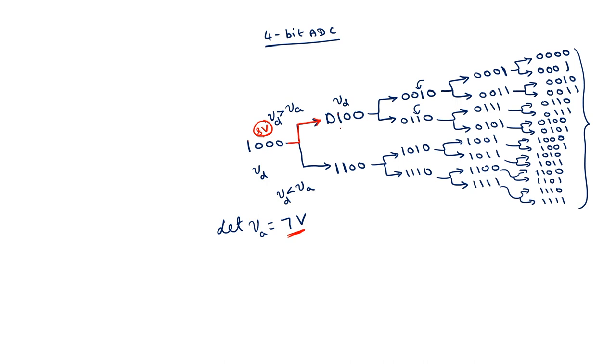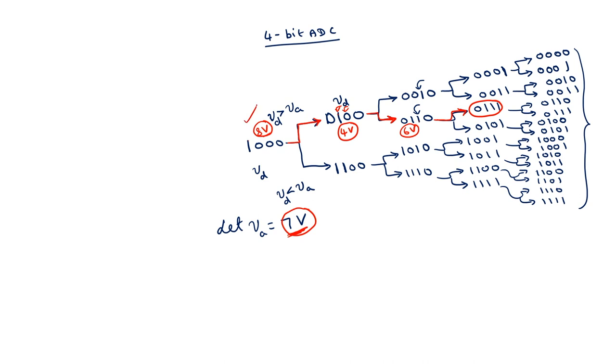Now what is this analog value? 4 volts. This is less than 7 volts. So we'll keep this bit as 1 and we'll set the next bit also. After that it will go here. Now this is 6 volts. This is less than 7. So we'll keep the third bit also and we'll make the fourth bit also 1. Then after that this will go here. So this will be the digital equivalent of this voltage.